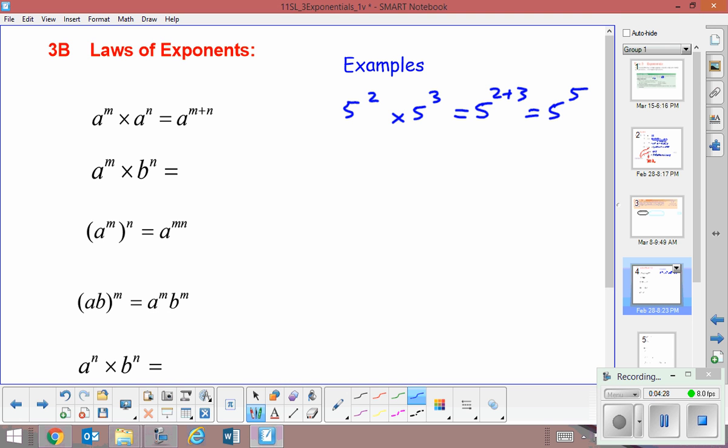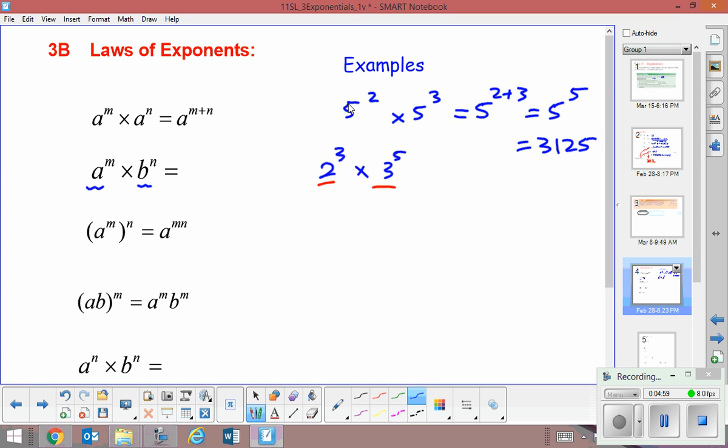Here, if we have a to the n times b to the n, our bases are not the same, so we can't put those together. Oh, I've just worked it out: 3125. Thank you, my assistant. All right, so this one here we can't put together. If I have something like 2 cubed times 3 to the 5th, the bases are different, so I can't put those together.